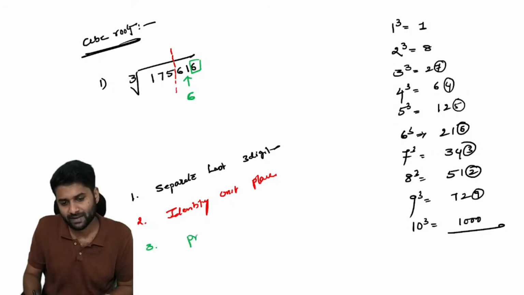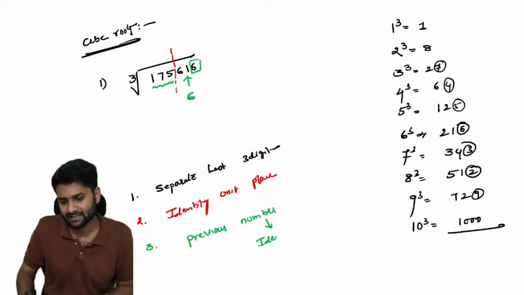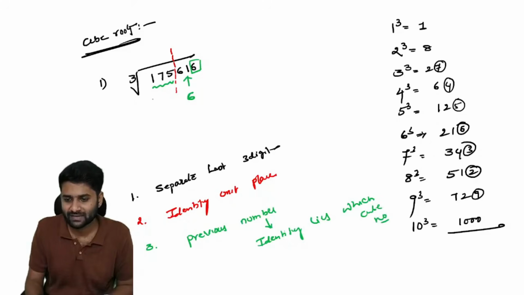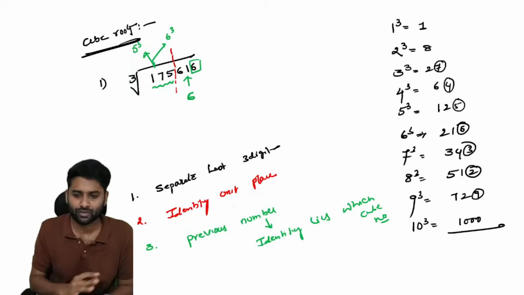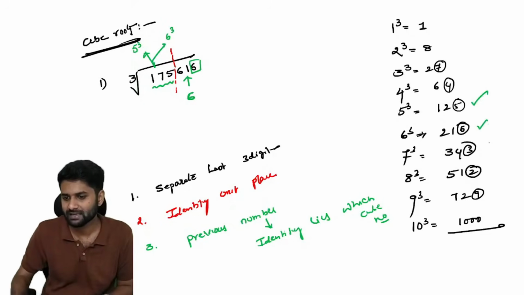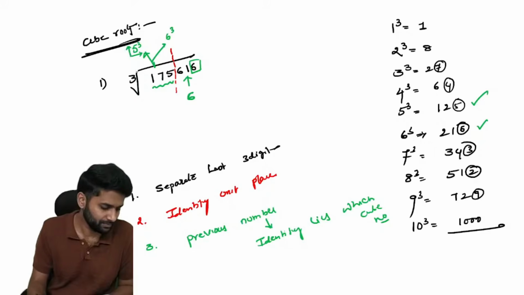Now you can check with the previous number. Before we divide into the two parts, we have to identify the previous number, which of the cube numbers it lies between. It means see, 175 lies between 5 cube and 6 cube. Same as the square root concept. Whatever the previous number is, it definitely lies between two cube numbers. So it lies between 5 cube and 6 cube. Out of these, you have to consider the minimum. So out of 5 cube and 6 cube, the minimum is 5.